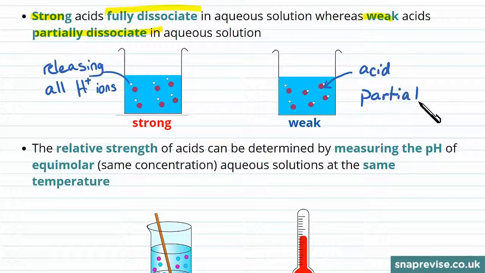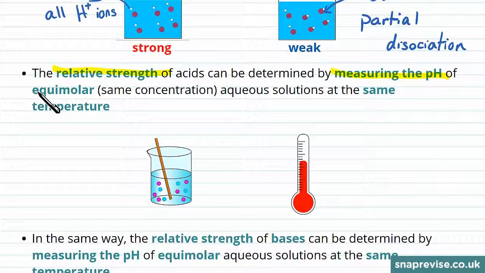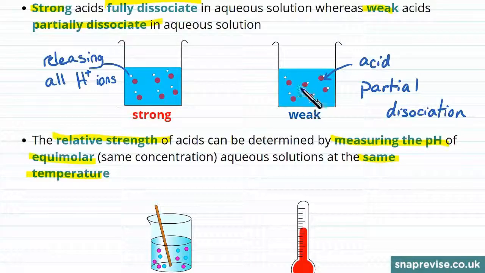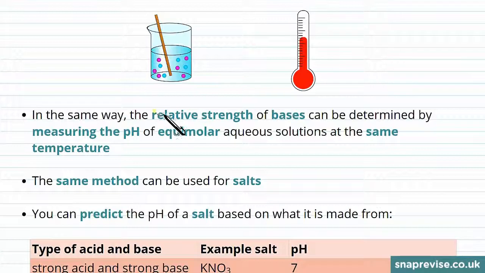Now, if we want to talk about which acids are stronger or weaker than others, we can determine this by measuring the pH. Remember, the pH gives us a measure of the concentration of H+ ions. But we must do this with equimolar solutions, which means the solutions have the same concentrations, at the same temperature, because the temperature is also going to affect how much of the weak acid dissociates. In the same way, we can measure the relative strength of bases by finding their pH of equimolar solutions at the same temperature.